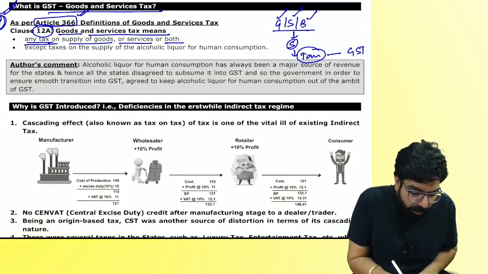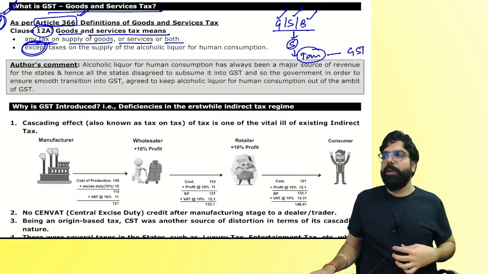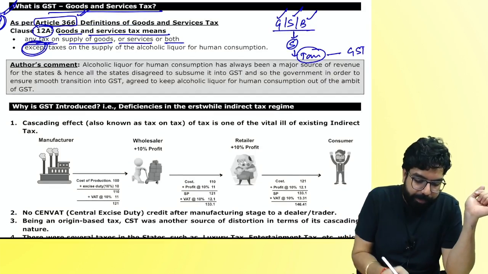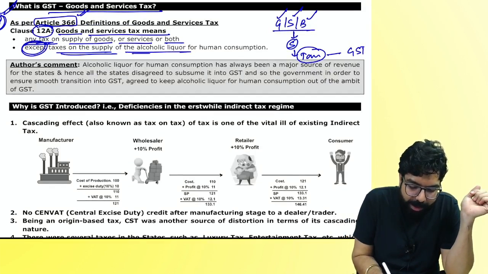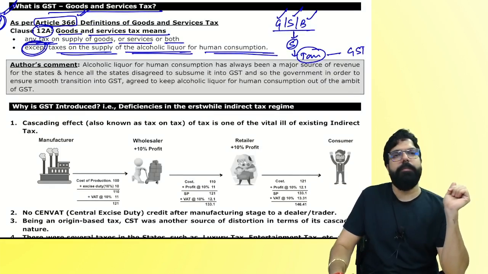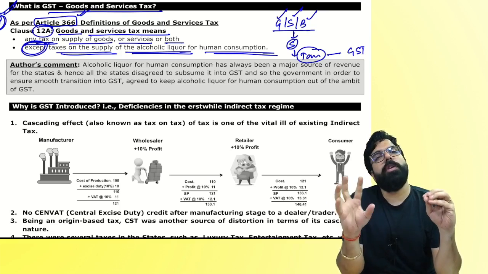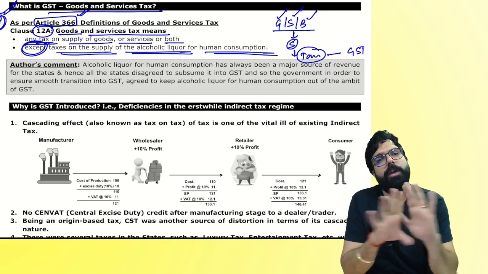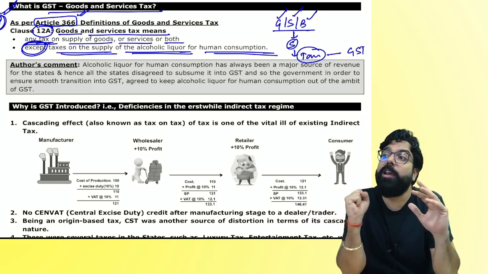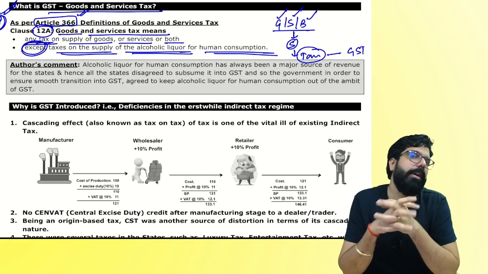Now, you will see over here the definition says, except what, everyone? Tax on supply of alcoholic liquor for human consumption. Now, what happened? GST means a tax on supply of what? Goods, services or both, except what? Alcoholic liquor for human consumption.